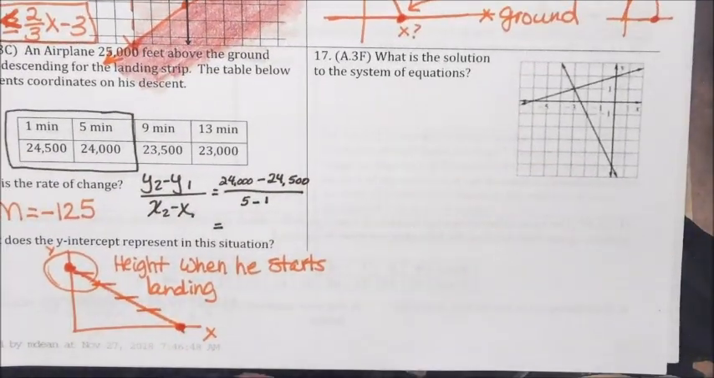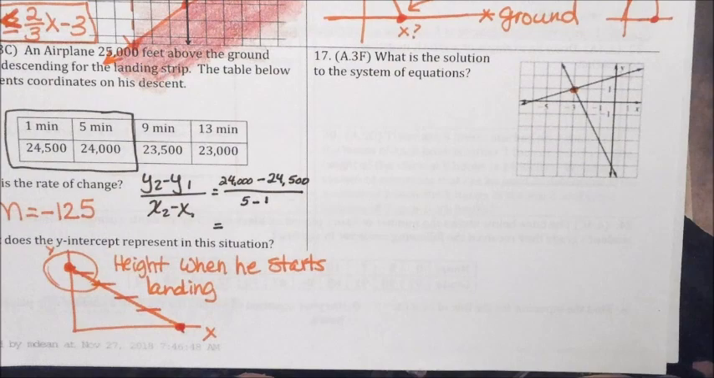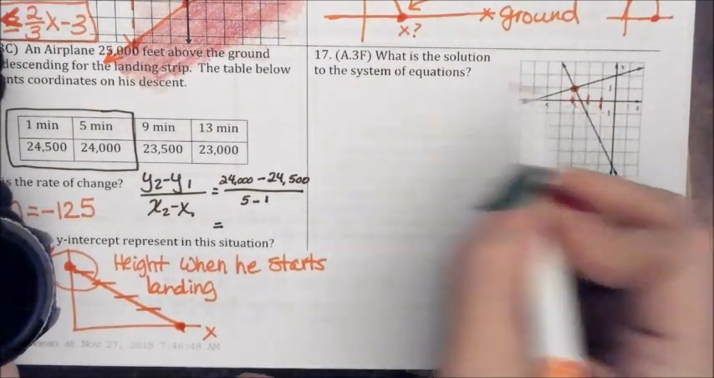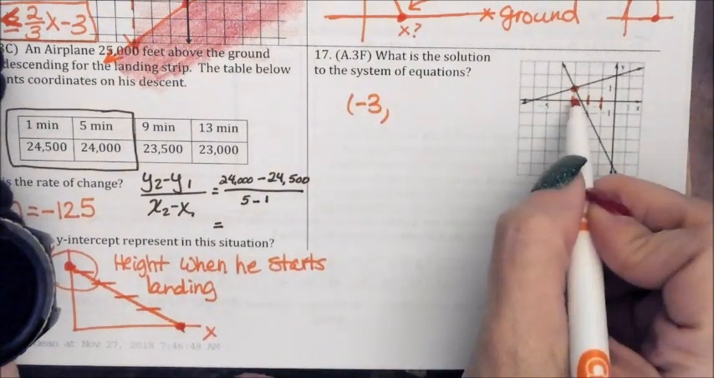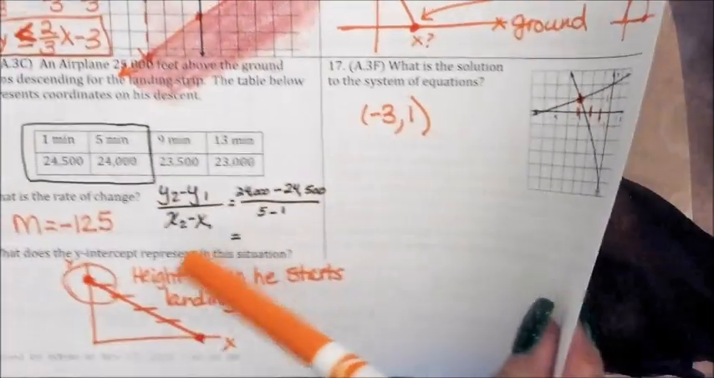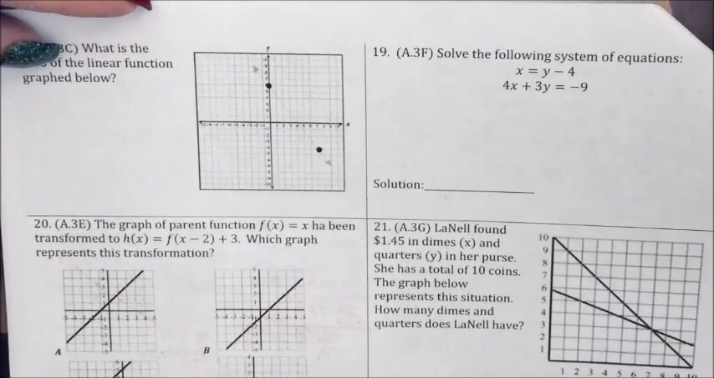All right, what is the solution to the system of equations? Solution to systems is where the two lines intersect. Don't tell me one solution, tell me what it is. One, two, three. Backwards three, up one. Three, one, there it is, the solution.